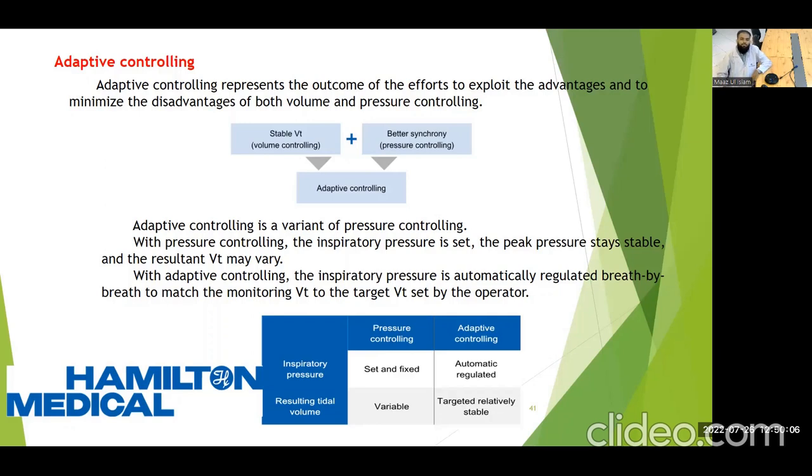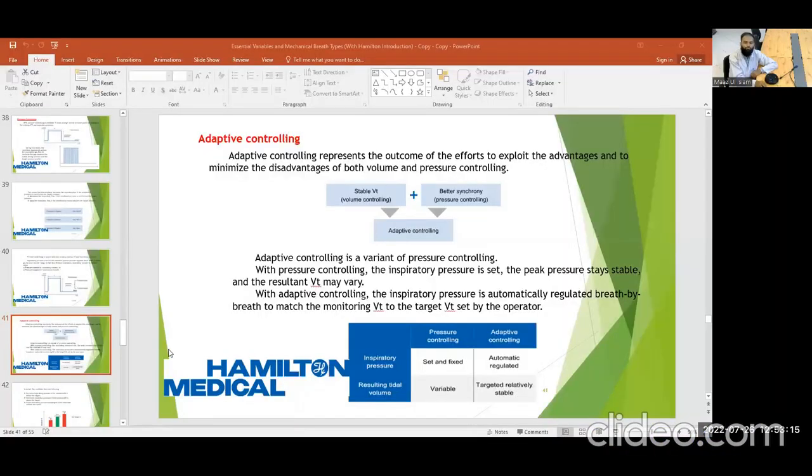So the normal volume controlled CMV is known as volume targeted, flow based. And adaptive controlling, we can say, is volume targeted but pressure based. So this is the basic mechanism. The CMV, the normal volume control, is flow based, and the adaptive control is pressure based, volume targeted.